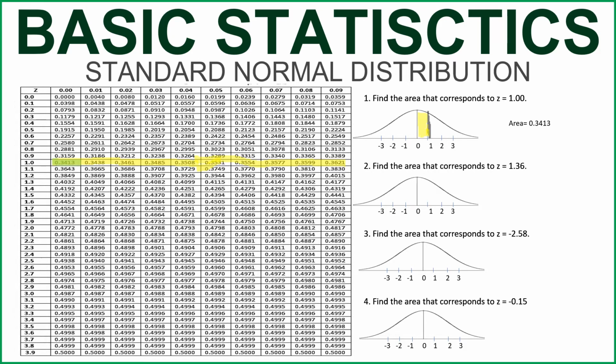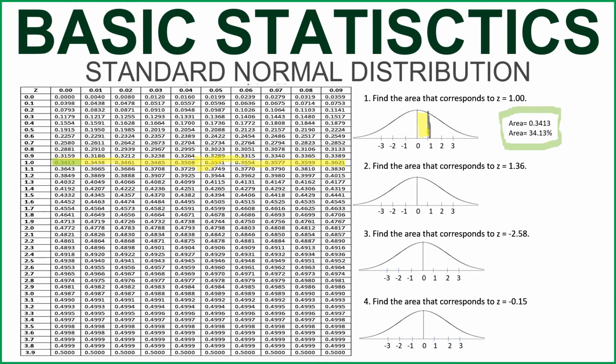0.3413. Or, sabi ko nga kanina, pwede nyong i-represent yung area in 4-digit or in percentage. So, this is now our final answer. 0.3413 or 34.13%. So, paano ba natin siya i-convert sa percent? Pwedeng move 2 decimal places to the right or just multiply the decimal form by 100 para makuha natin yung percentage niya. So, proceed to number 2.